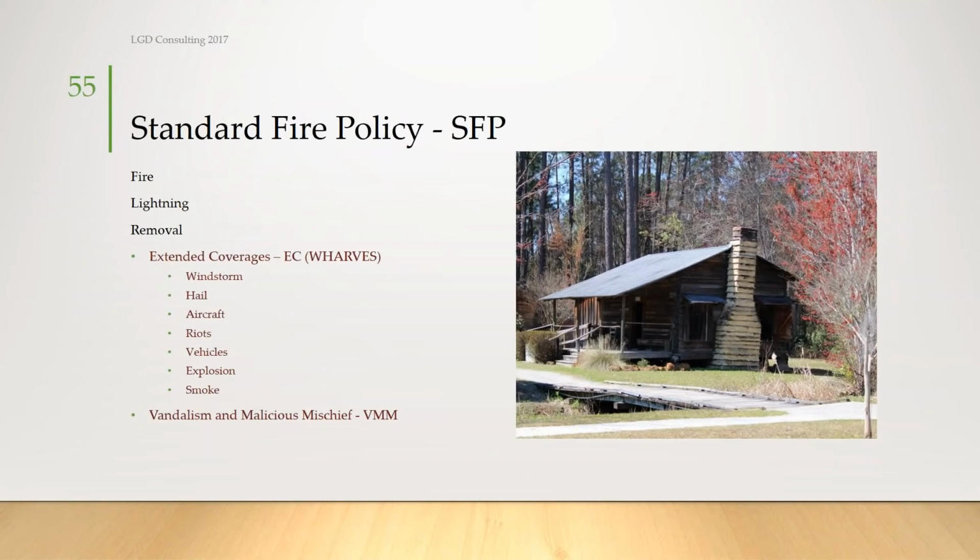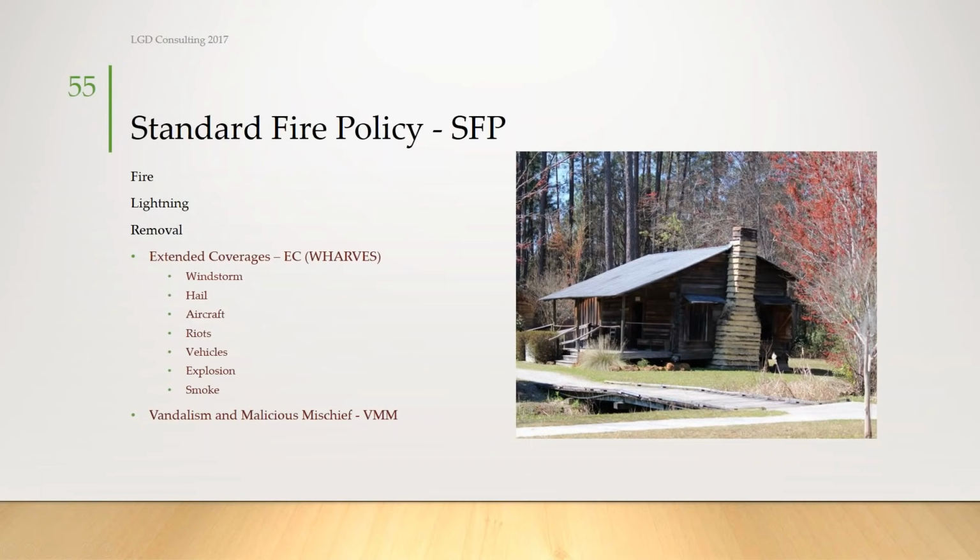So a standard fire policy covers three perils: fire, lightning, and removal. Removal is more of a situation than a peril, and it's only on this policy. If you don't see something on this list of fire, lightning, and removal, then it wouldn't be covered because this is a named peril policy.